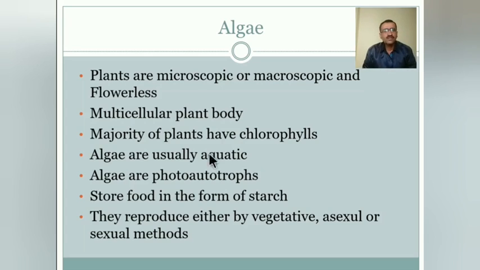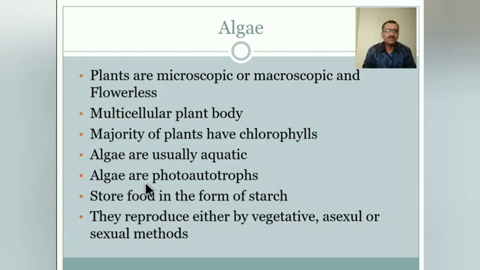Next, algae are usually aquatic. They are either found in fresh water or in marine water, or some are in terrestrial form also. Wherever there is water, some algae are found, so they are known as aquatic, because they are present in fresh water, marine or salty water, or in a terrestrial habit, but that terrestrial habit has water in sufficient amount.